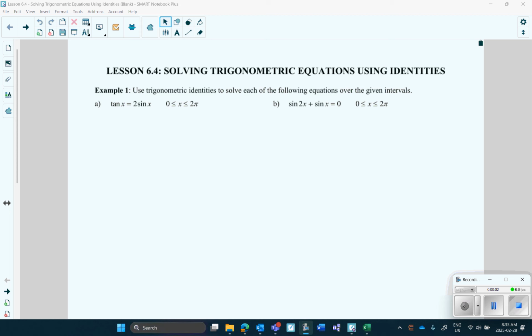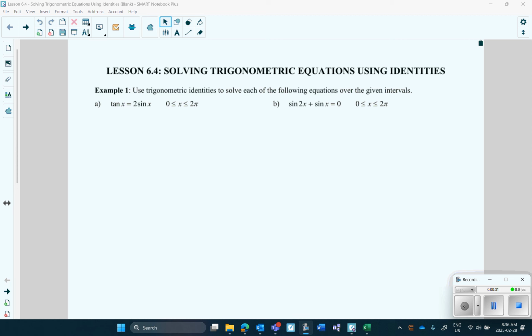Okay, the last thing we're going to look at is solving trig equations that involve identities. Not only can we prove identities, but we can encounter equations that include them. So it's kind of the same thing that we talked about when proving identities.